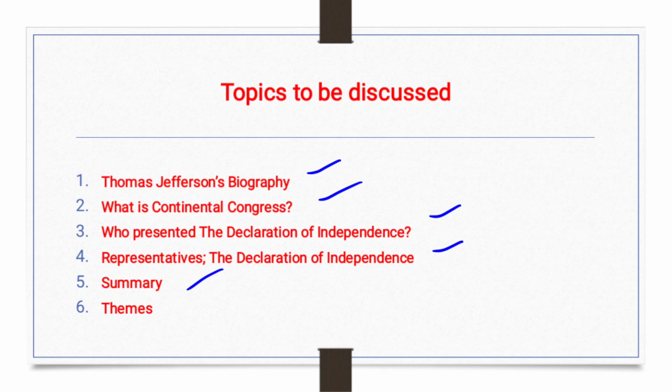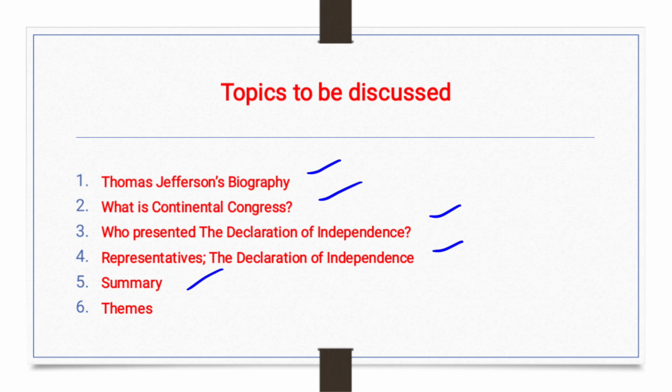Now, the fifth question, that is about summary. Now, we can't discuss this whole document, it requires a huge amount of time. So we will just go through the summary of the document. The Declaration of Independence was actually adopted on 4th July 1776. This document is a statement adopted by the Continental Congress, which declared that the 13 American colonies regarded themselves as a new nation, the United States of America, and were no longer part of the British Empire.